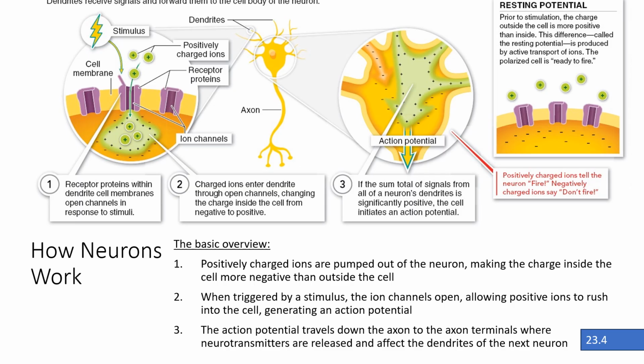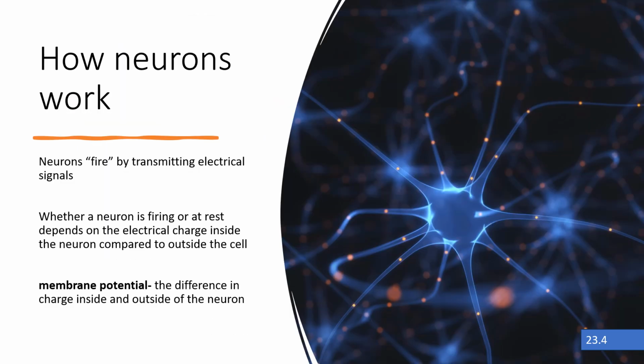Here is an outline of the process, but we're going to go through it step by step. Again, the information transmitted by the nervous system is all electrical signals. When a neuron fires, it transmits an electrical signal either to another neuron or to a muscle or gland.